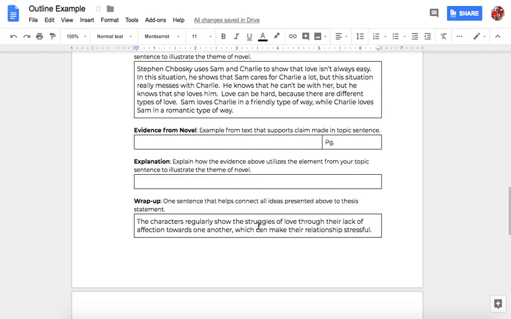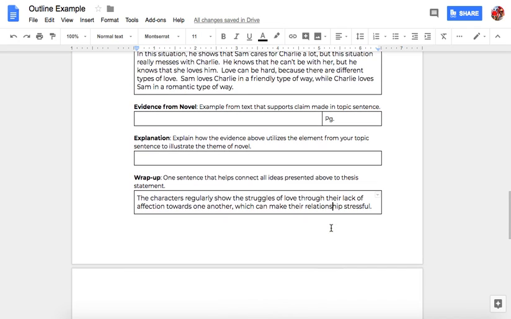Oh, one last thing, your wrap-up sentence, okay? So a lot of times when kids do this wrap-up sentence, they say, and these examples show how events in the story help us to understand. Okay, that's not what you want to do. So the characters regularly show the struggles of love through their lack of affection toward one another, which can make their relationship stressful. So she has summarized; her next set of evidence is another relationship where there's a fight.